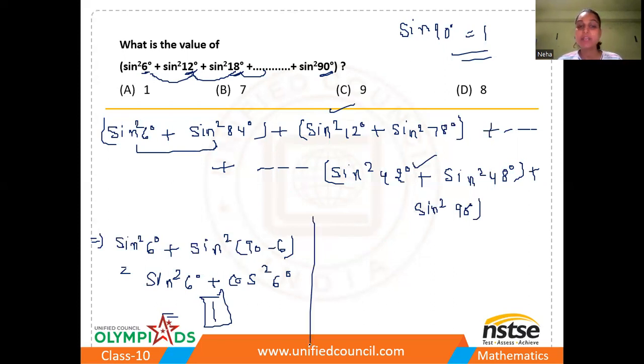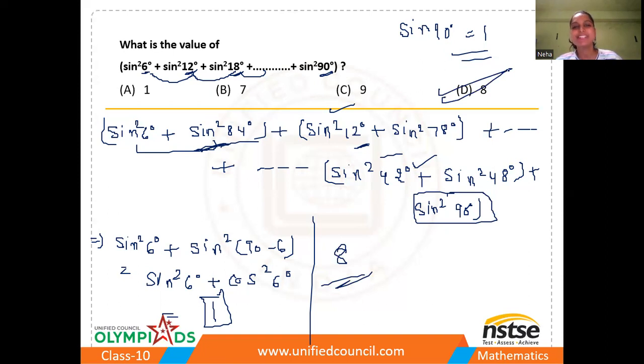And how many pairs we have? The first pair is this, second pair is this. So similarly, 8 pairs we are going to have. So 1 plus 1 plus 1, 7 pairs and this one. So 8 is your right answer. Yes, option D will be your correct choice. Perfect.